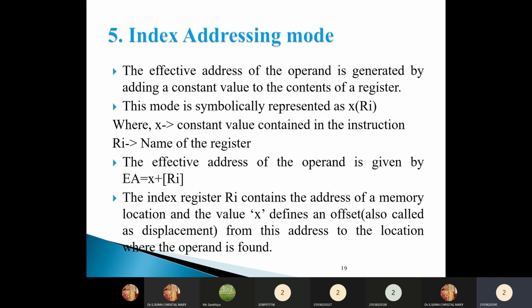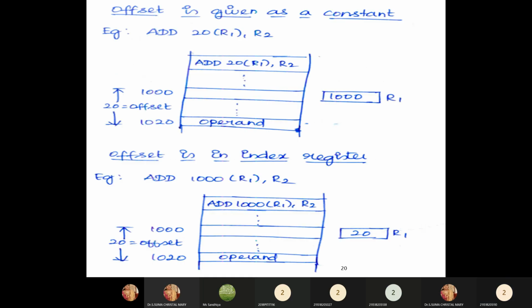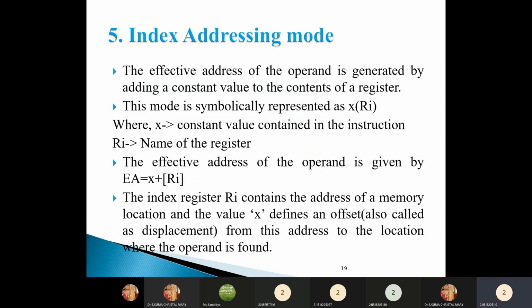The effective address of the operand is generated by adding a constant value to the contents of the register. This mode is symbolically represented as X of Ri, where X is the constant value contained in the instruction and Ri is the name of the register. The effective address of the operand is given by EA equals X plus Ri. We already have seen the example on this equation before. The index register Ri contains the address of a memory location, and the value of X defines an offset, also called a displacement, from this address to the location where the operand is found. So let's move on to the next slide.